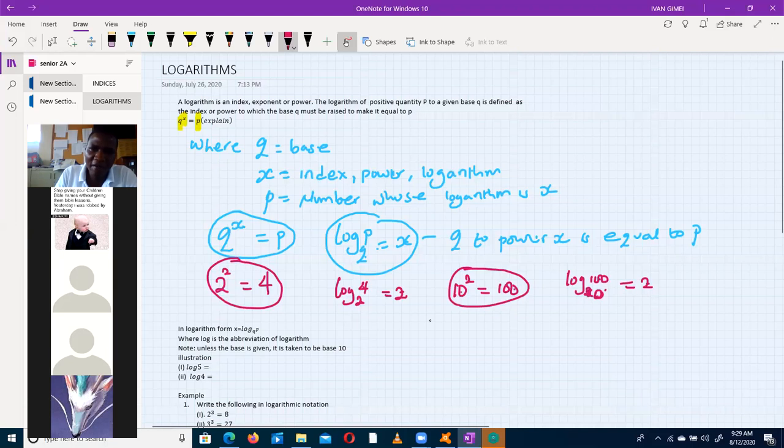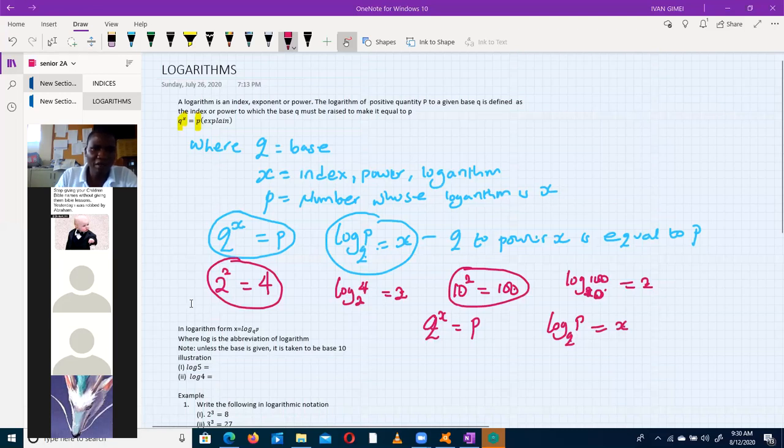That's why I said if you have q to the power of x equals p, we are simply saying that log, remember this is the base, log of p to base q is the same as x. I am simply saying that you should raise q to the power of x to become equal to p. I should raise 10 to the power of 2 to get 100. I should raise 2 to the power of 2 to get 4. Are you now following? So that's what logarithms are all about.